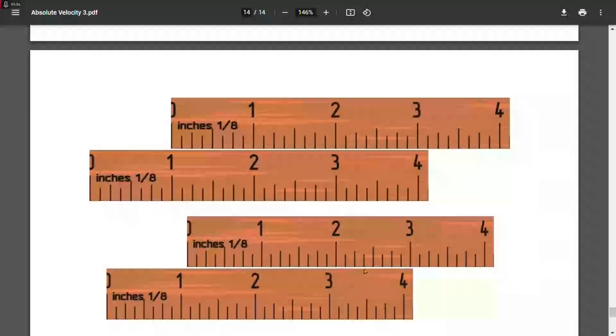Yes, the length interaction ratio is the same. The length itself is the same. But the positioning is no longer the same. As you can see, by simply contracting these two rulers, these numbers are no longer aligned. But notice, the gap between 1 and 2, the gap between 2 and 3 are equidistant to each other.